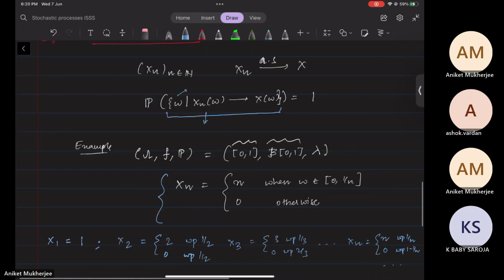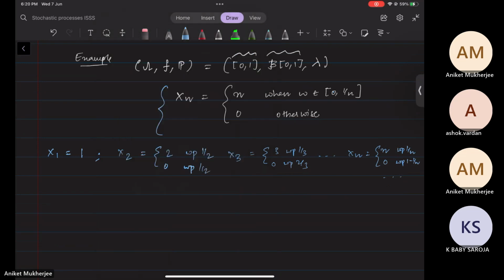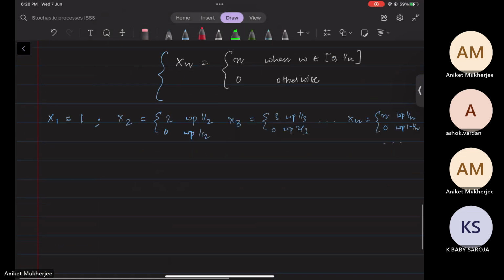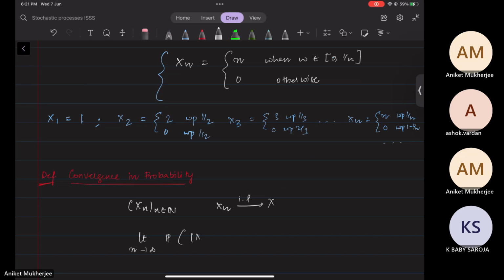Before that, I'll state all the notions of convergence. So the next one is convergence in probability. We say that a sequence xn converges in probability to a random variable x if the limit as n tends to infinity of the probability that |xn minus x| is greater than epsilon equals 0.